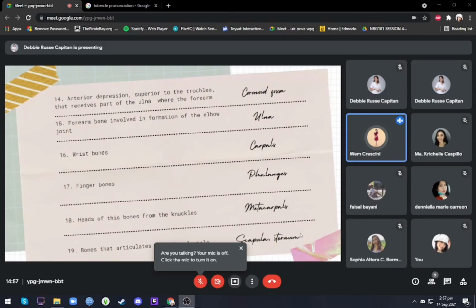Number 15, the forearm bone involved in the formation of the elbow joint, which is the ulna. Number 16, the wrist bones, which are the carpals. Number 17, our finger bones, which are the phalanges. And number 18, the heads of these bones form the knuckles, which are the metacarpals. And number 19, the bones that articulate with the clavicle, which are the scapula and sternum.